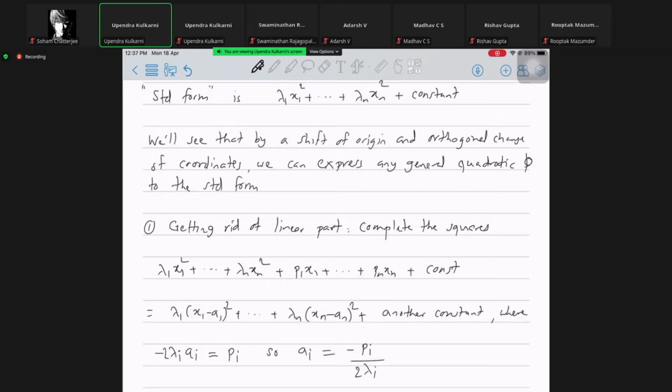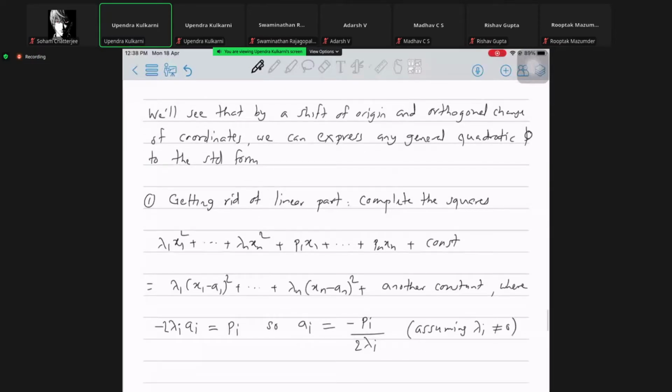Okay. So now, of course, there is an issue over here. What if lambda is 0? In other words, that variable doesn't even occur. See, if x square is not there, let's say x and y, x square is not there, but some linear term of x is there, I cannot get rid of that, no matter how I complete the square. Right? But let's assume that in our case, when we are dealing with a Hessian, it's going to be a non-singular Hessian. Right? So assuming lambda I not equal to 0.